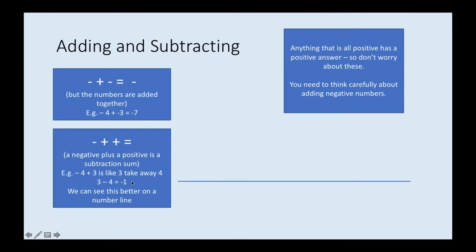We can look at this on a number line like this. So here's your -4 that you're overdrawn, and you're going to add £3 to that. 1, 2, 3. And when we add, we always go to the right of the number line. So now you only owe the bank £1.